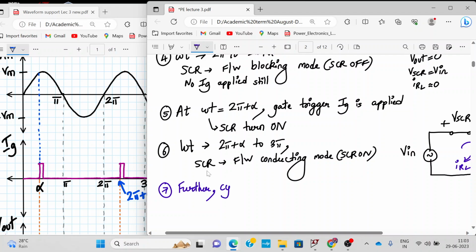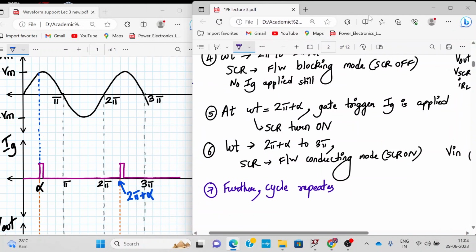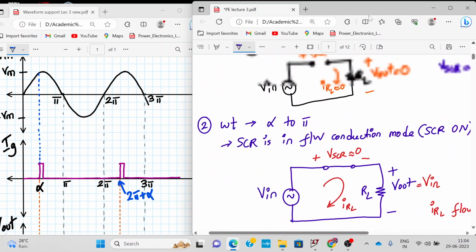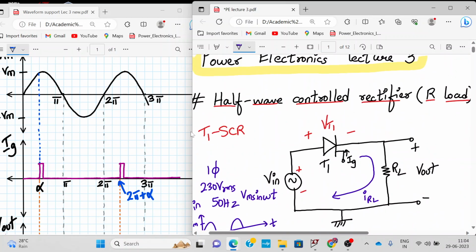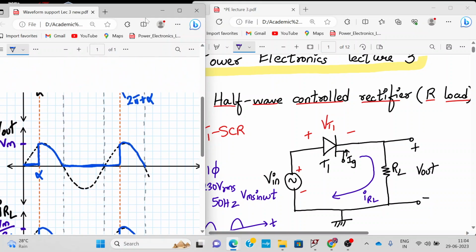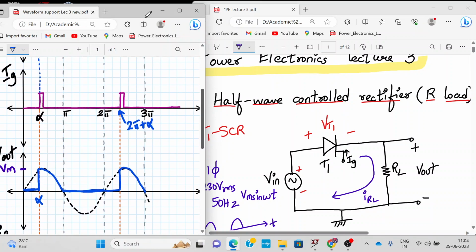Further, the cycle repeats. Okay, so in totality over here, for the half wave rectifier, let me show the circuit. For this half wave rectifier, as per my gate trigger pulse arrival, the SCR turns on, and then I get the output voltage, and that will follow the input.